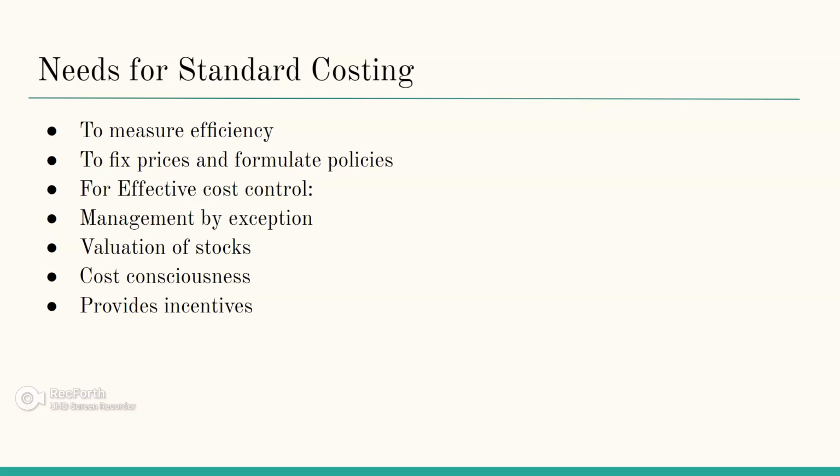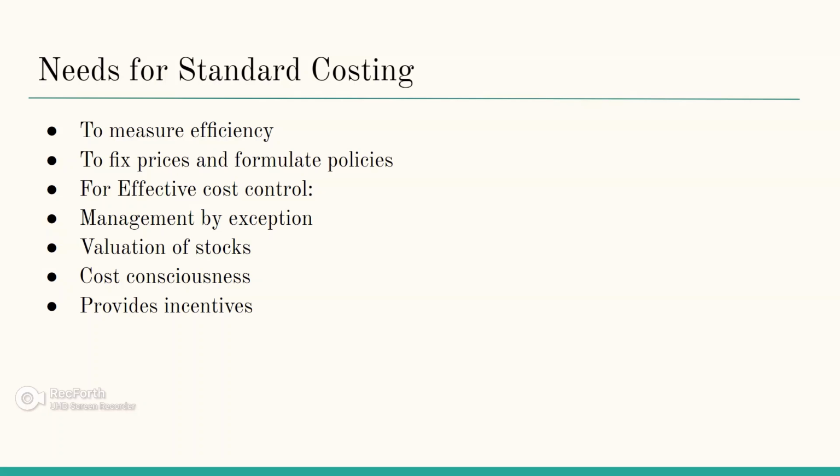Number 3. For effective cost control. One of the most important advantages of standard costing is that it helps in cost control. By comparing actual cost with the standard cost, variances are determined. These variances facilitate management to locate inefficiencies and to take remedial action against those inefficiencies at the earliest.